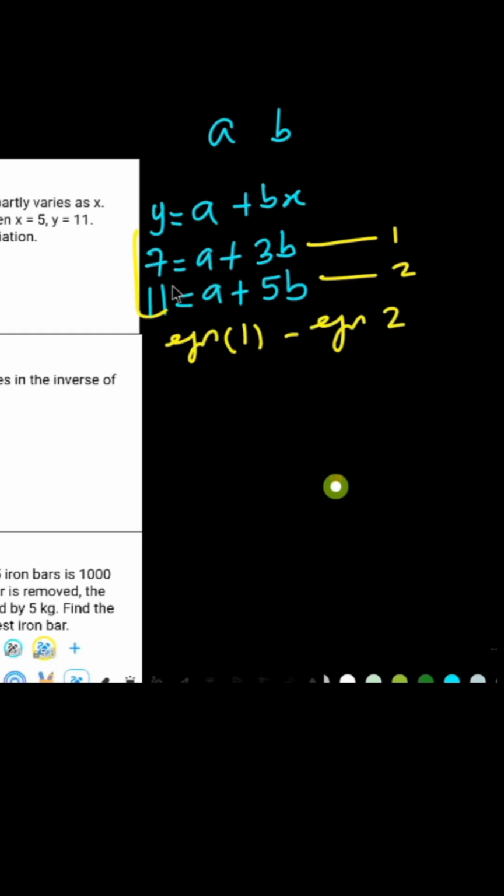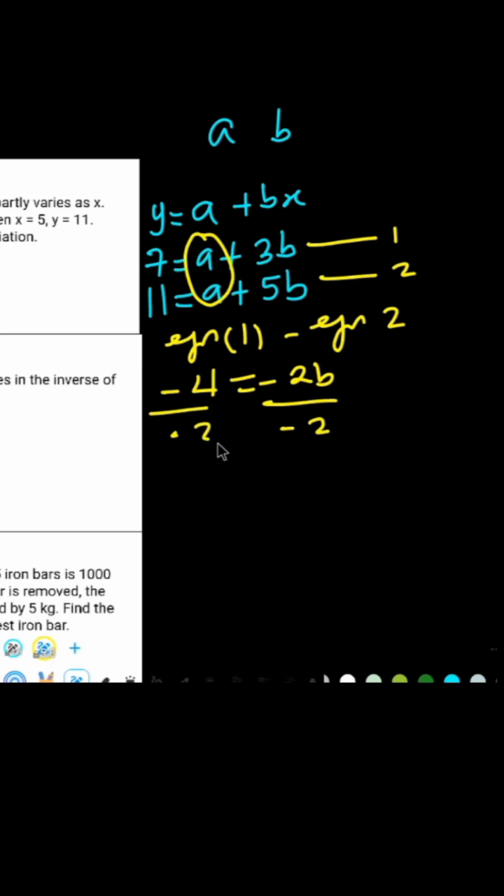So 7 minus 11 here, that will give you minus 4. That will be minus 4. a minus a is 0. Then 3b minus 5b, that will give you minus 2b. So from here, you can just get your b, the variable is minus 2, and you will get your b as 2. So since b is 2, you can get a.